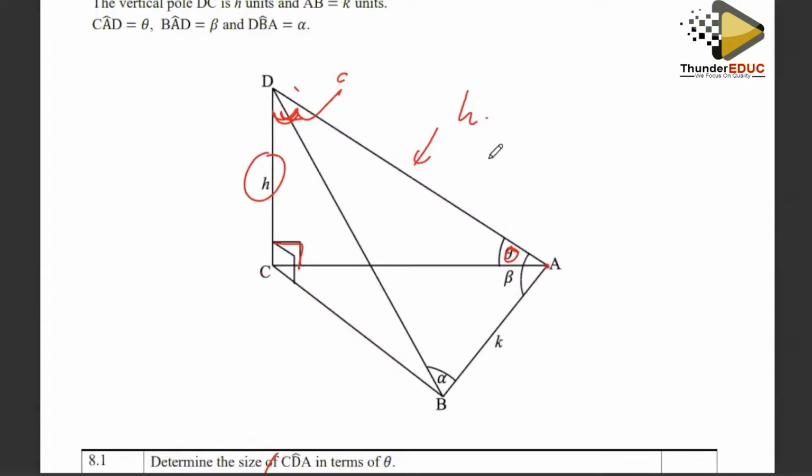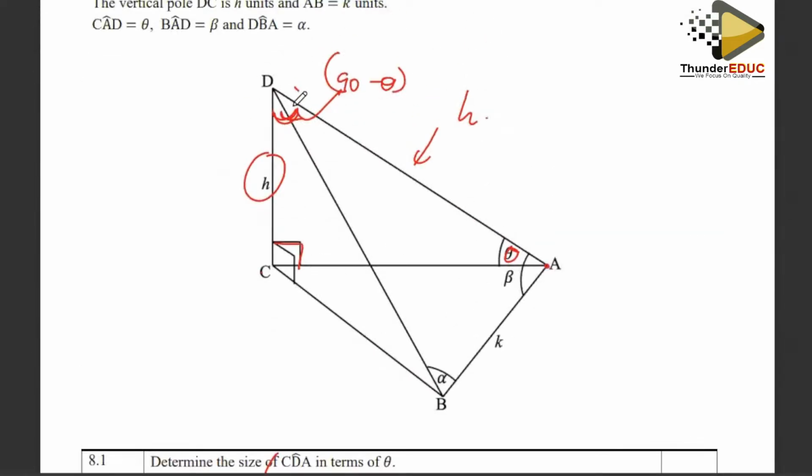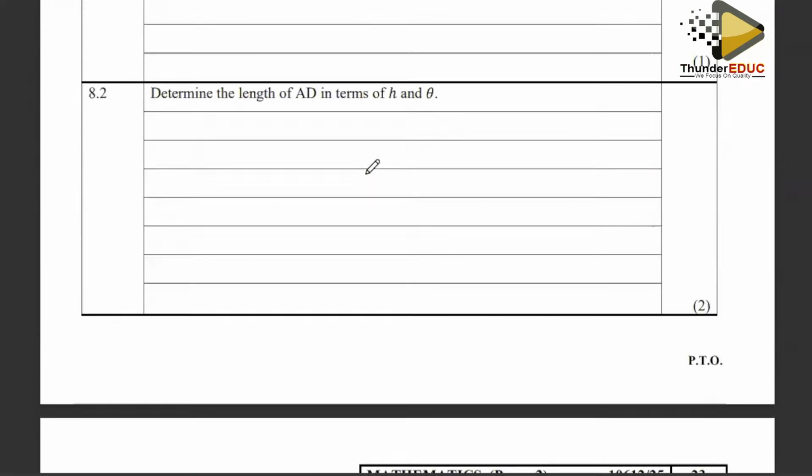Then if it is true that this is 90 minus theta, the next question is asking us to determine the length of AD. So this is our hypotenuse, like we said, this is the opposite to the theta. We can use the sine and say that the sine of theta is equal to the opposite, which is h, over the hypotenuse, which is AD. Do the cross multiplication, so AD becomes h over sine of theta. That's how we go about it. How many marks? Should be 2 marks. So we said AD is h over sine of theta.